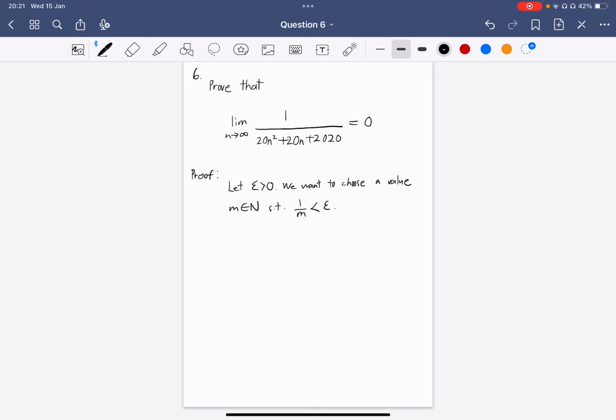And if we find a denominator here, 1 over n, that's smaller than or equal to 1 over m, then we will have proven that 1 over n is smaller than epsilon, and thus the limit when n goes to infinity would be equivalent to 0.